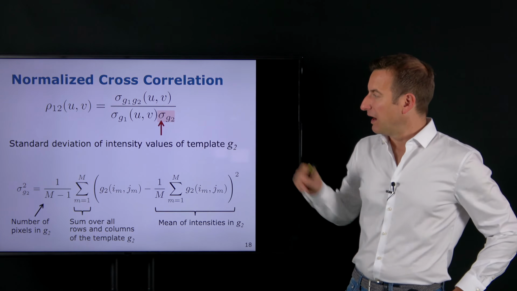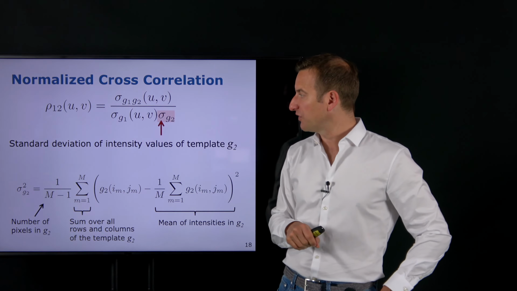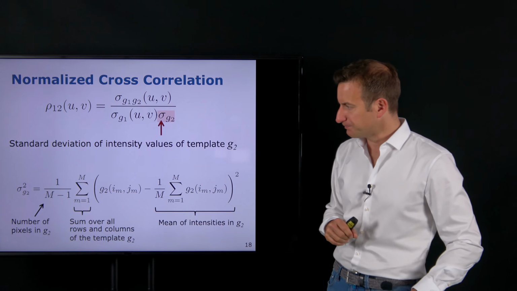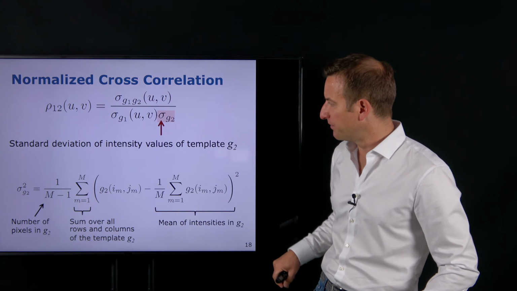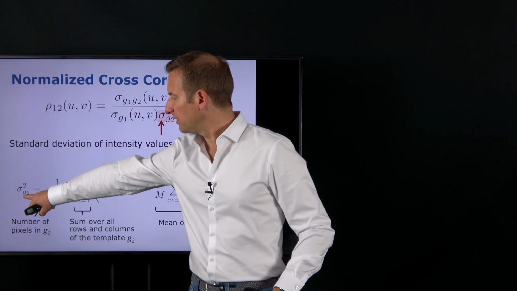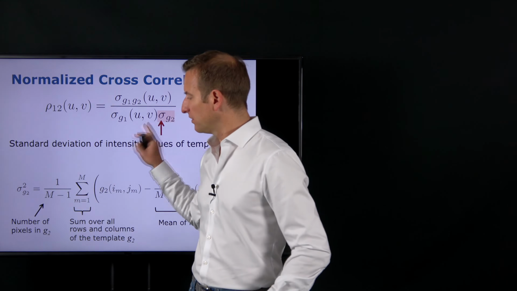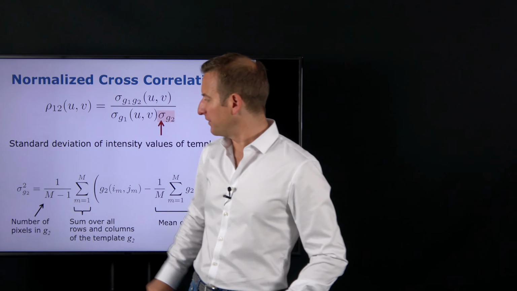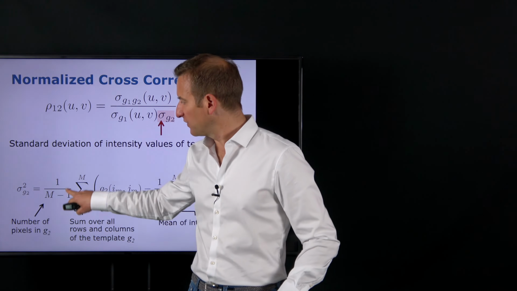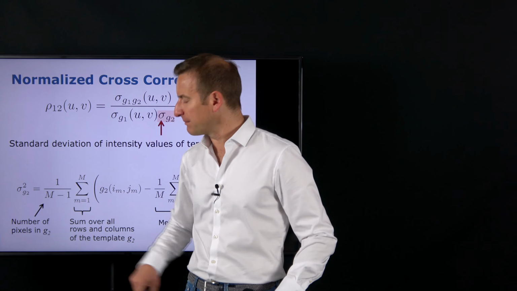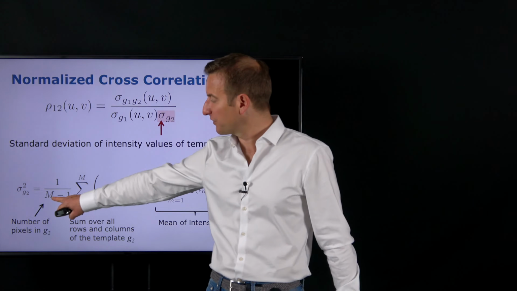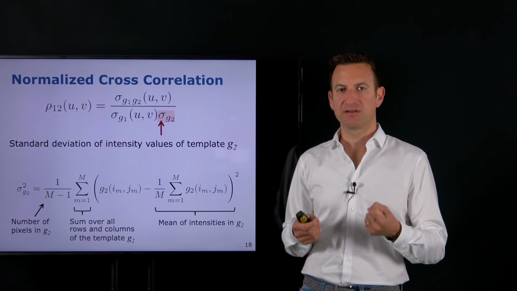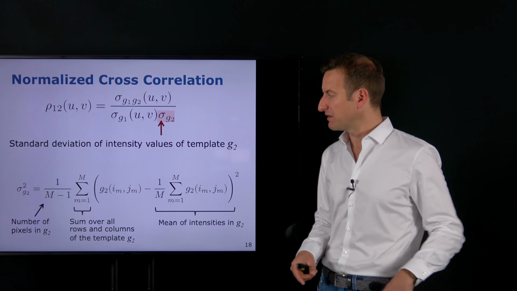Okay, so how do I compute those individual terms? This one is the standard deviation of intensity values of my template G2. So how do I compute this? The standard deviation is the square root of the variance. I have the formula for the variance in here. This is my normalizing term by the number of elements I'm taking into account, minus 1. This is the number of pixels in G2. So uppercase M tells me how many pixels I have in my template. What's the size of my template?